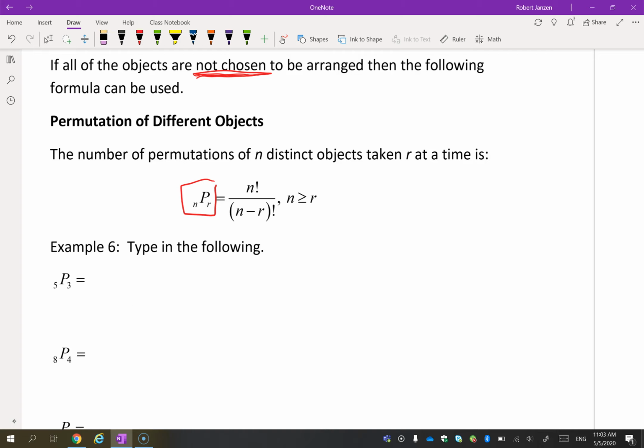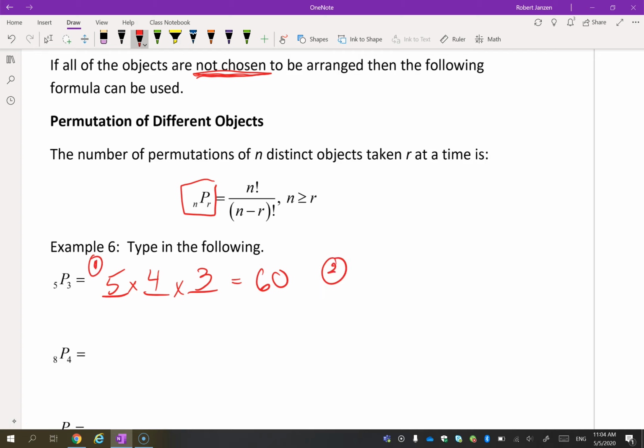So there are several ways to do this. The first way is to say, let's do it this way. How many of those 5 objects could go in the first spot? I could put 5 of them. And then how many could go in the second spot? 4, and then 3. Okay, this is 60. That's one way to do it. Okay, we'll call that option 1.